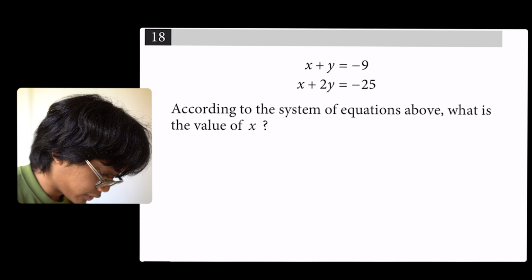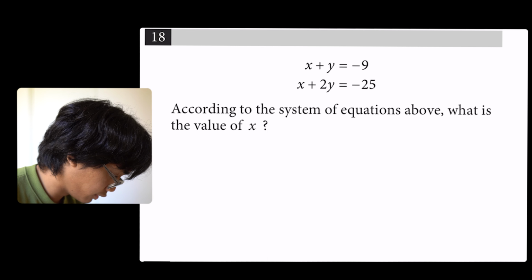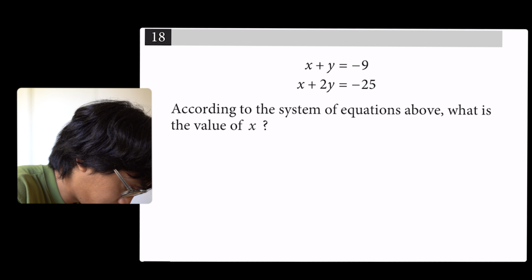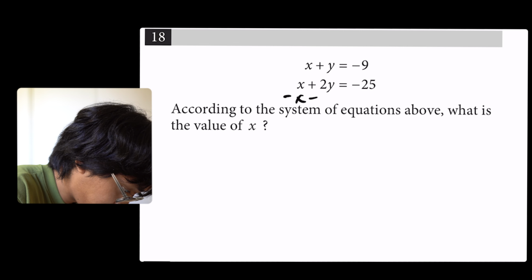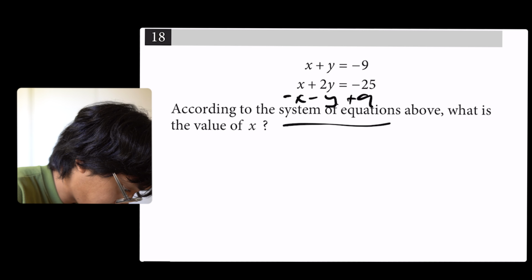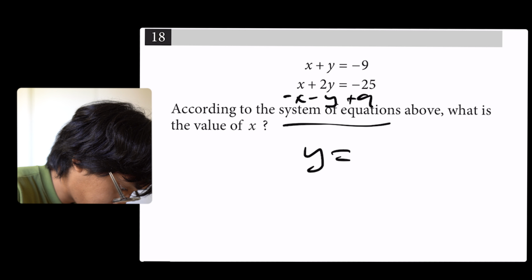x plus y equals 9, x plus 2y equals negative 25. What is the value of x? So here we can do systems of equations. Since we did substitution before, let's do elimination now. So we can do x plus 2y equals negative 25 minus x plus y equals 9. So then we'll get y equals negative 16.